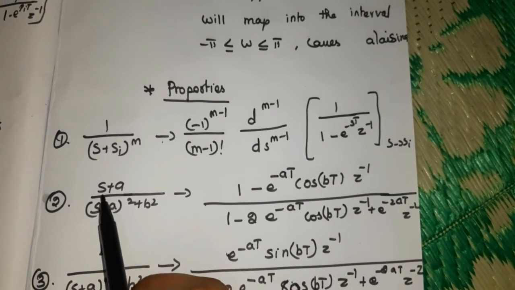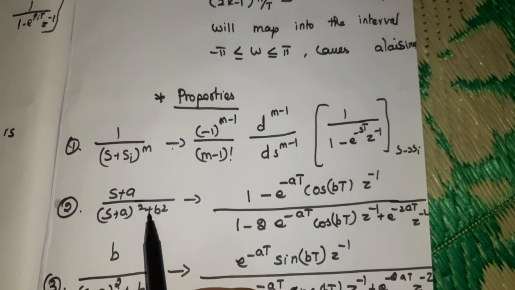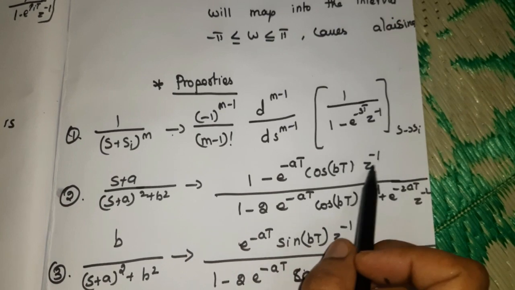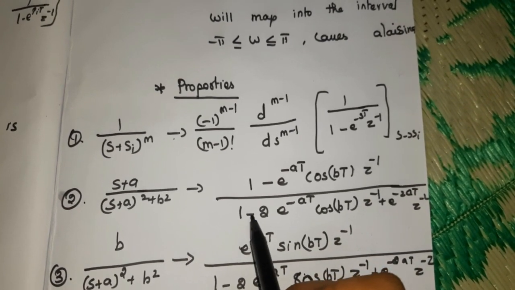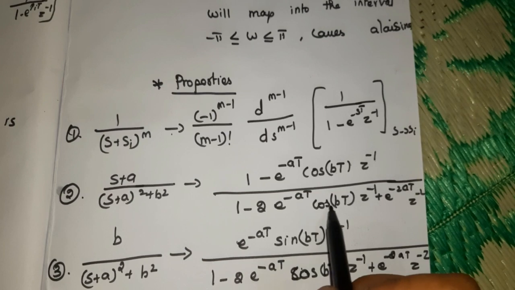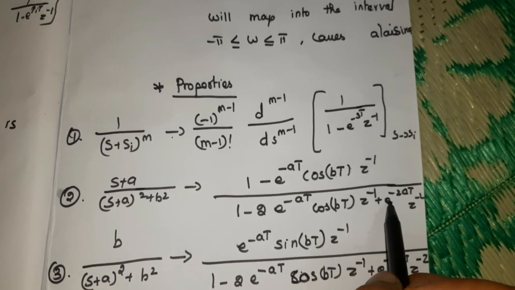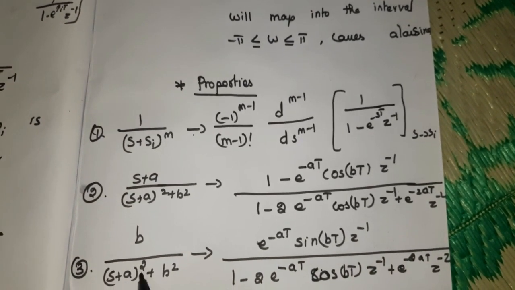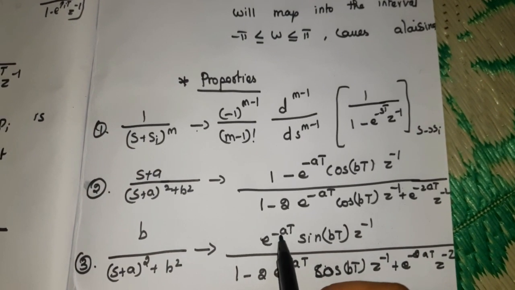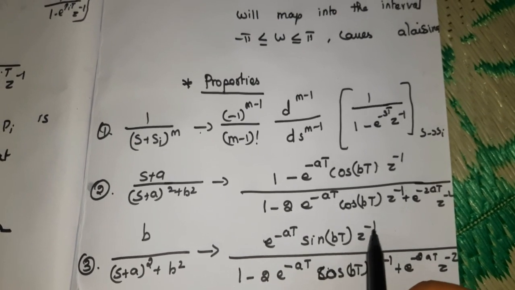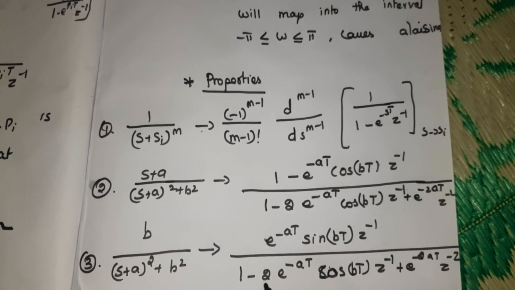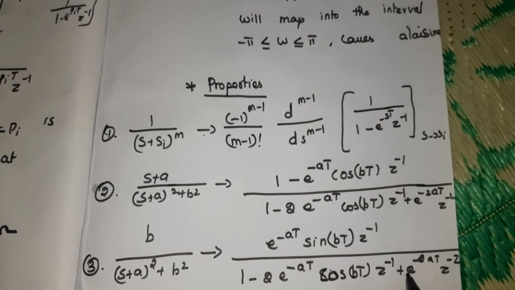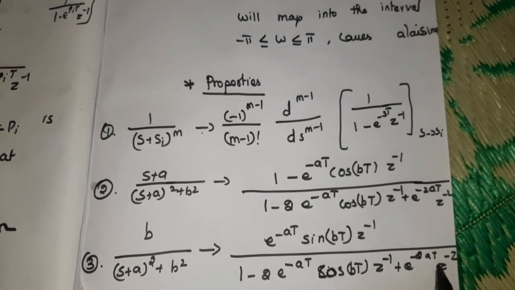Second equation, (s plus a) divided by (s plus a) the whole square plus b square, maps to 1 minus e power minus aT cos bT z power minus 1 divided by 1 minus 2 e power minus aT cos bT z power minus 1 plus e power minus 2aT z power minus 2. And b divided by (s plus a) the whole square plus b square maps to e power minus aT sin bT z power minus 1 divided by 1 minus 2 e power minus aT cos bT z power minus 1 plus e power minus 2aT z power minus 2.